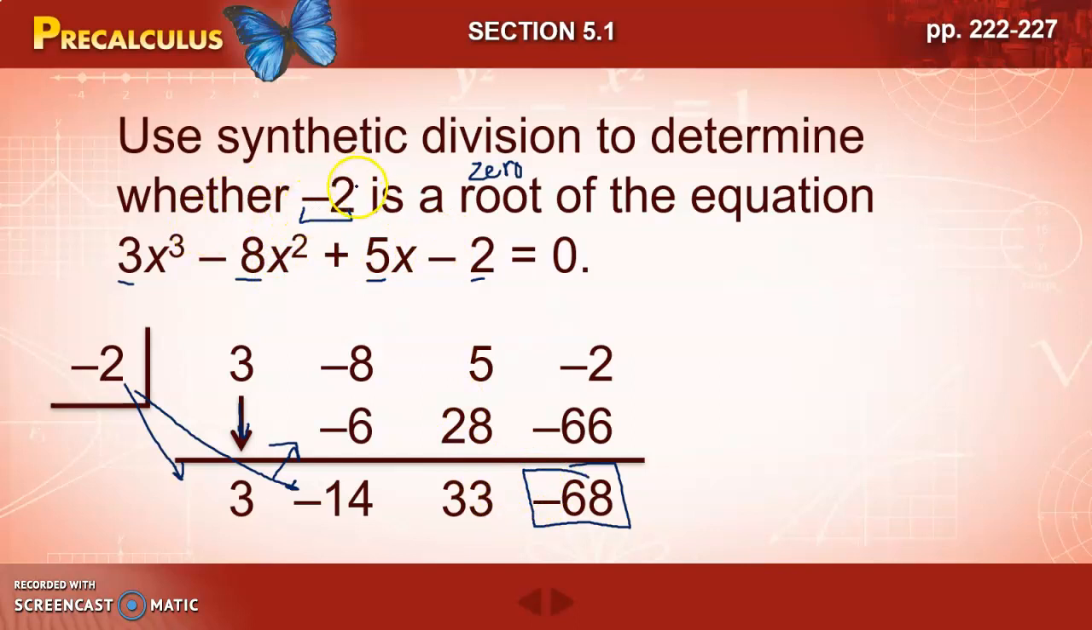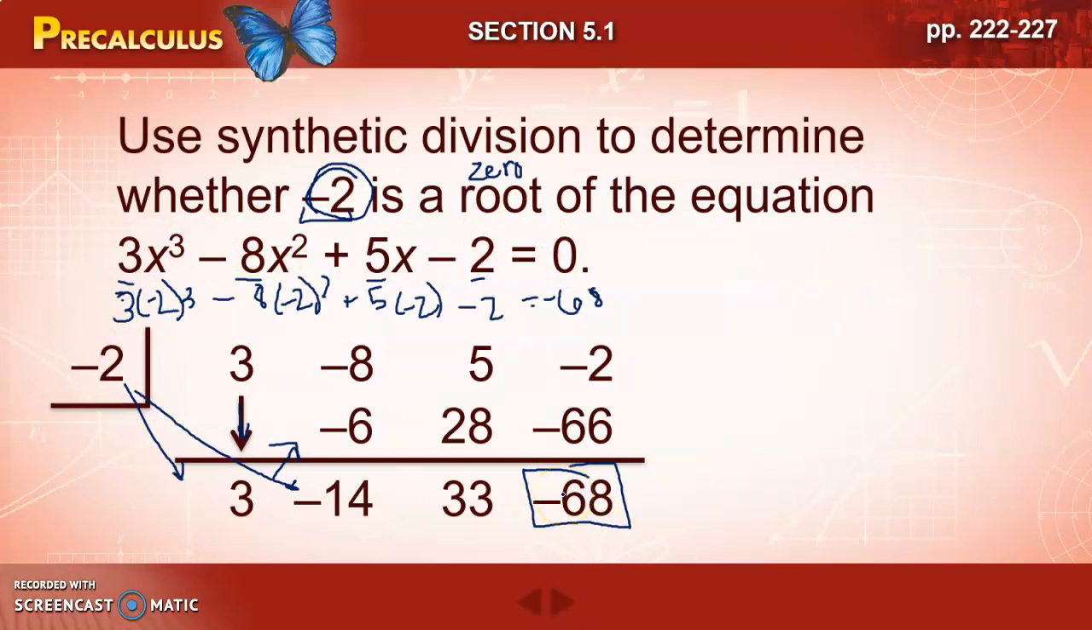What the factor theorem says, essentially, is that we could also just plug -2 in. We could take 3 times -2 cubed minus 8 times -2 squared plus 5 times -2 minus 2. And if we did all the math, we would also get -68. So the factor theorem says that if you plug in a number and you get 0, then it's a factor. If you divide and you get 0, it's a factor. These two theorems kind of go hand in hand, right?